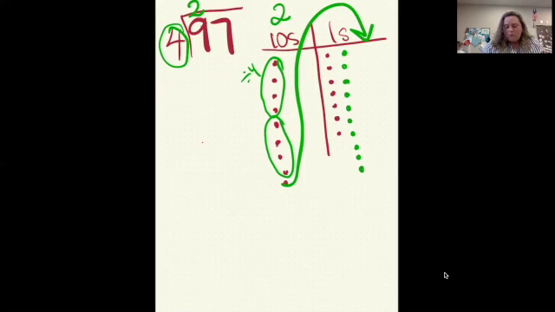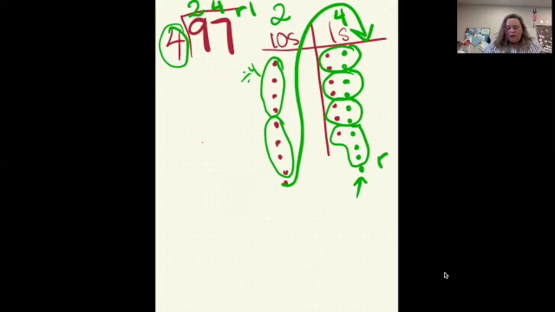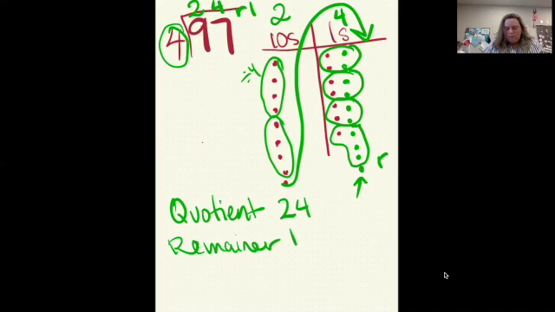So now I'm going to circle groups of 4. So there's 1 group of 4, 2 groups of 4, 3 groups of 4, 4 groups of 4, and I have 1 remaining. So I have 4 groups of 4. In 17, I was able to get 4 groups of 4. And then I have 1 friend that's left over. So that's my remainder 1. So understanding as well with kids is that identifying that my quotient is 24 and that my remainder is 1.